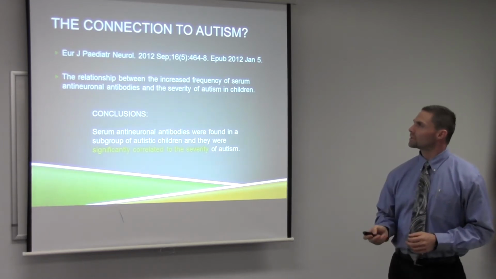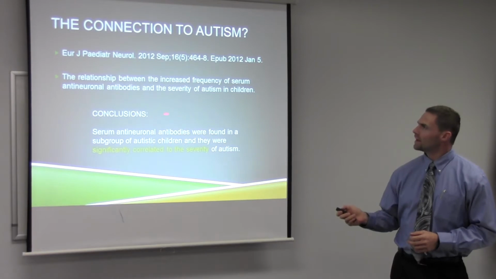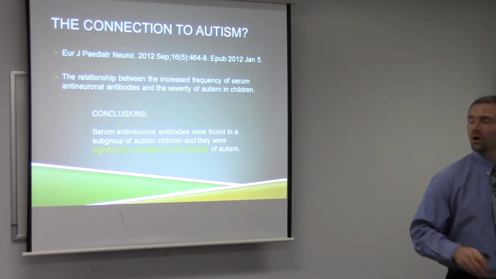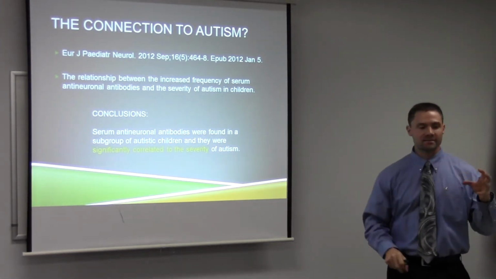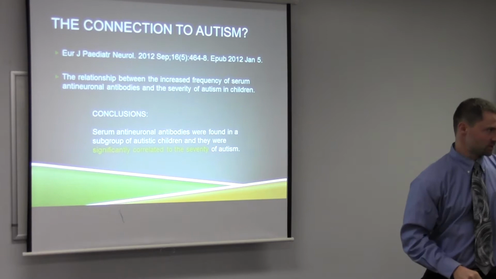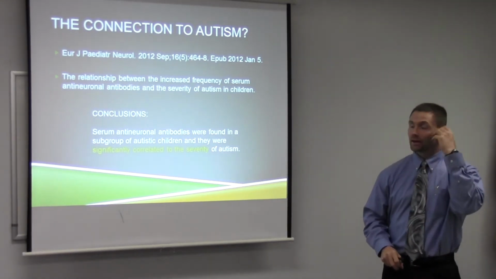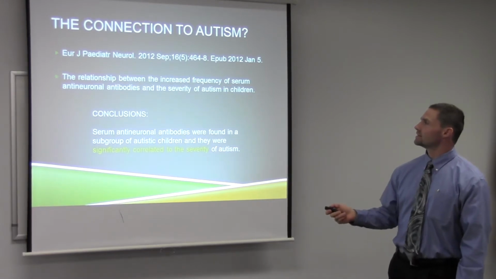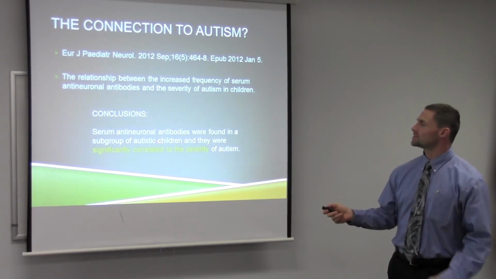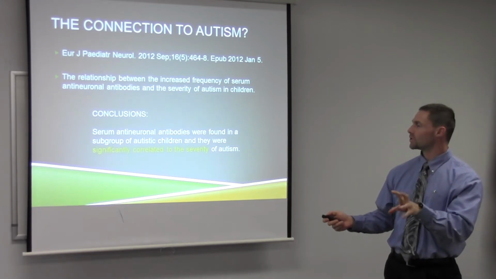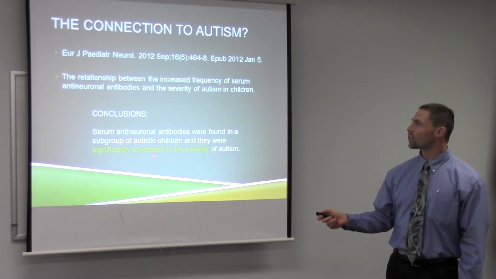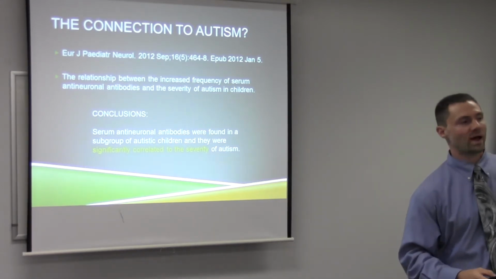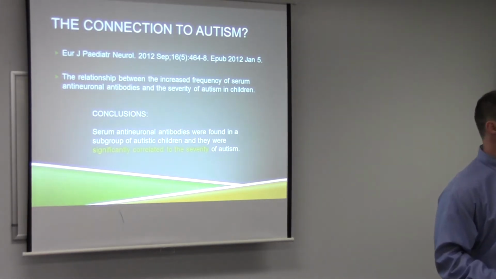So this is looking at the relationship between anti-neuronal antibodies and a neuron, that's your nerve cell, right? So what this study is specifically looking at is the immune system's attack on nerve cells, okay? And it's looking at them in the brain here. But what you're going to see is that these anti-neuronal antibodies, so the attack against the nerve cells, have a significant correlation to the severity of autism. Okay? So as these antibodies go up, the severity of the autism goes up.